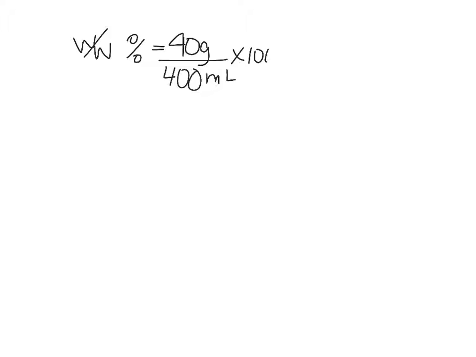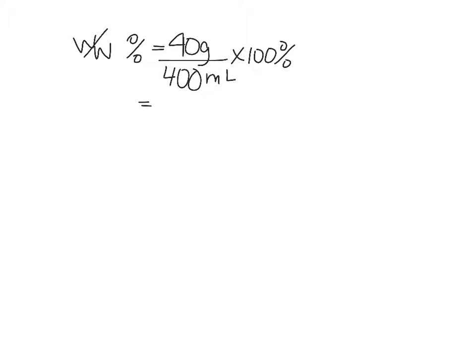What is the weight per weight concentration? So you're going to put W over W percent is equal to 40 grams of sodium hydroxide in 400 milliliters of water. So, which one is there in the smallest amount? The NaOH. So we're going to put 40 grams over 400 milliliters times 100%.